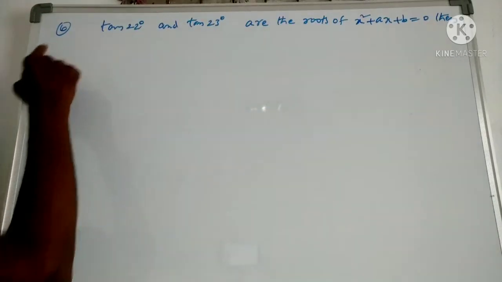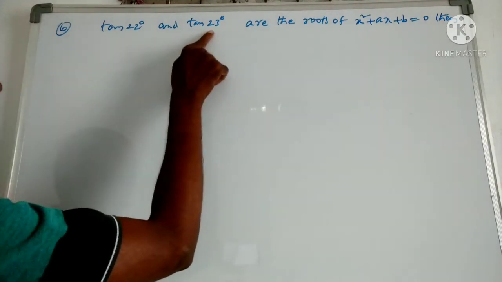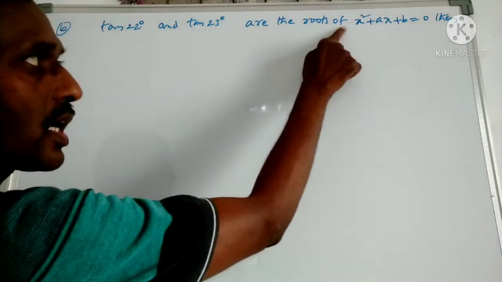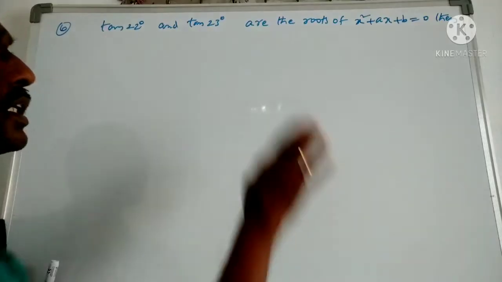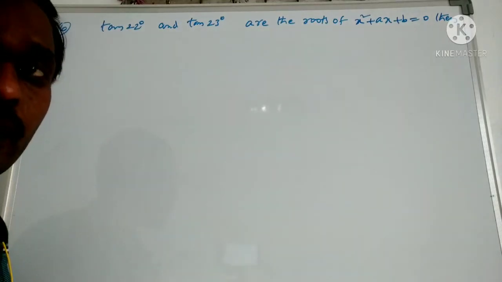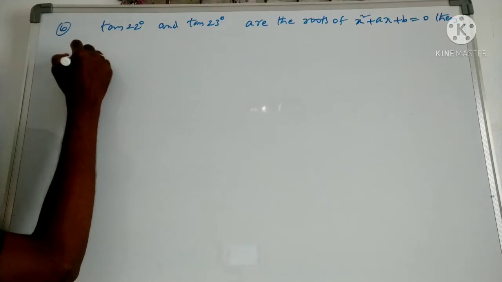Now the next question, the sixth one. Tan 22 degrees and tan 23 degrees are the roots of this equation, then you will get some condition, and you have to find what the condition is. Okay, now the answer to this question.